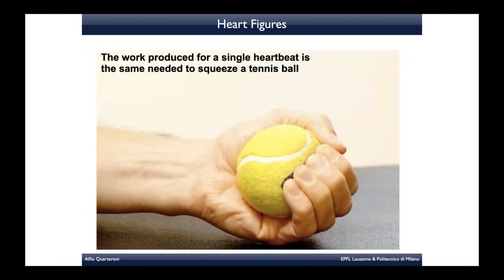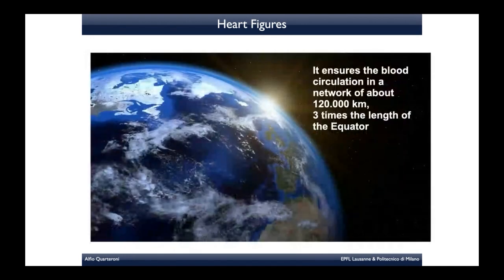It produces an incredible amount of work, even though it is almost completely empty, because it has four chambers, the two atria and the two ventricles, and the work that it produces for every single heartbeat is comparable to the one that is necessary to squeeze a tennis ball. If you have experienced this type of operation, you understand how much effort you need to squeeze a tennis ball, right? It ensures the blood circulation in a network of about 120,000 kilometers of vessels, arteries and veins and capillaries. So this is three times the length of the equator.